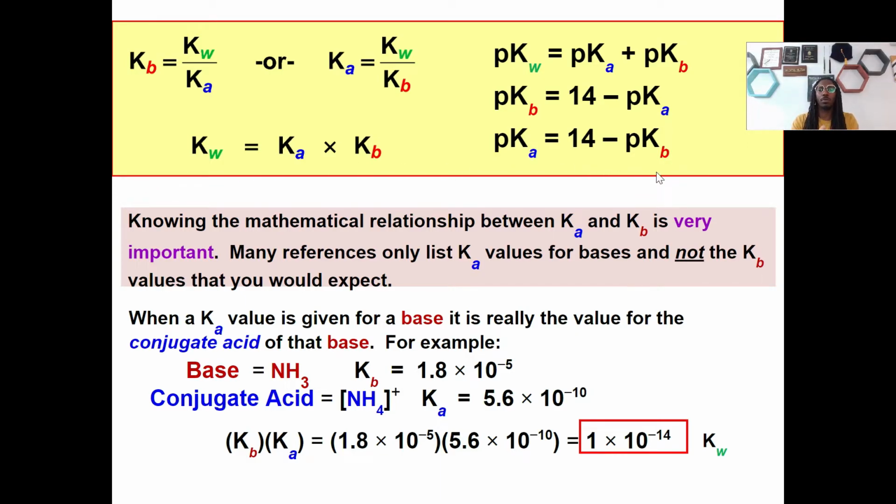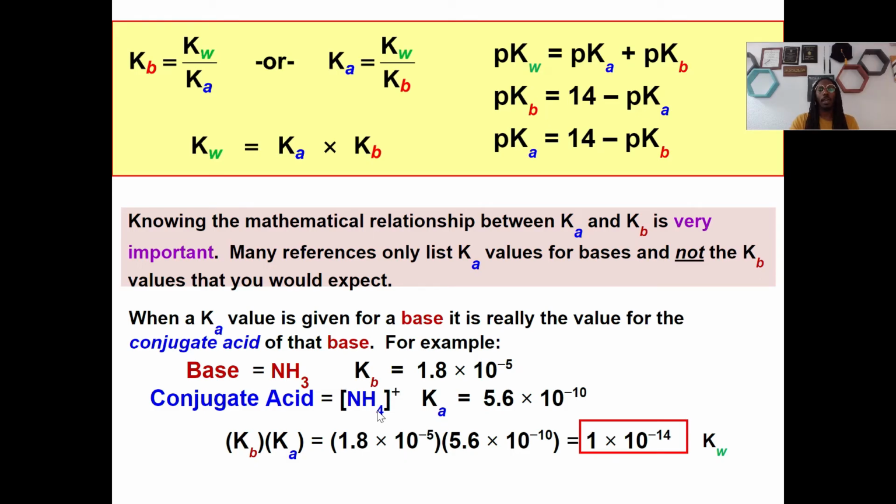So once again, if you don't have enough information, you might have enough information. You just might have to convert a couple of different things. So for example, when a Ka value is given for a base, it is really the value for the conjugate acid of that base. So for instance, we've got a base here, NH3, and its Kb is 1.8 times 10 to the negative 5. The conjugate acid of this base is NH4 plus.